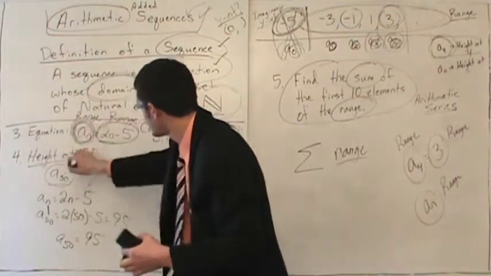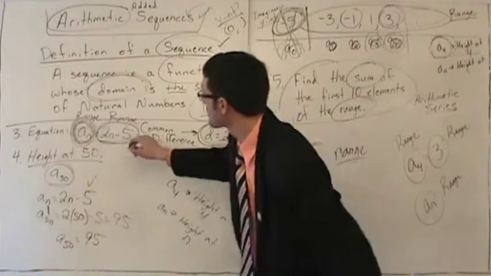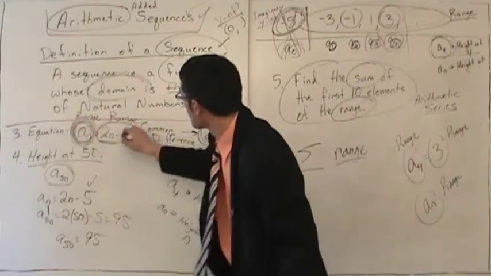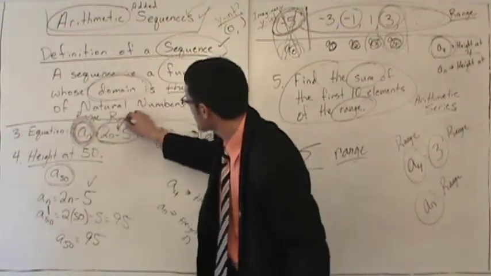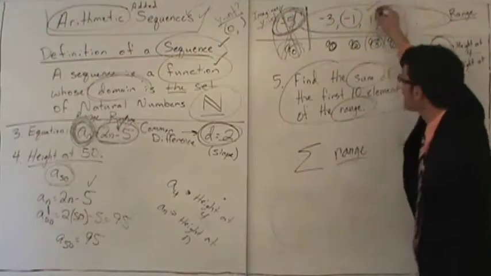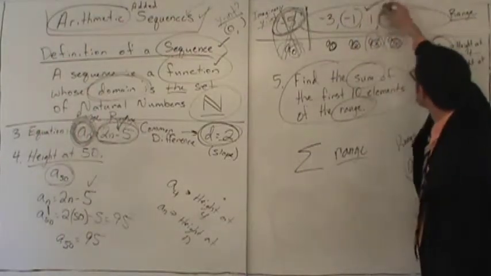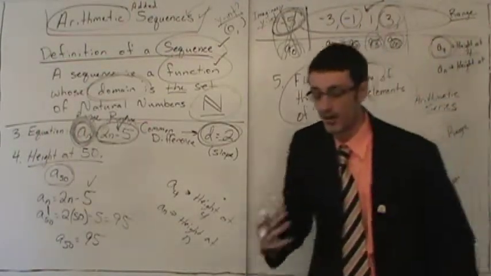Okay, I'm a human. That's general. I'm a sequence. Okay, but what is 2n minus 5? 2n minus 5 is: I am this specific sequence. It has a name. What is the name of this sequence? That's my name.